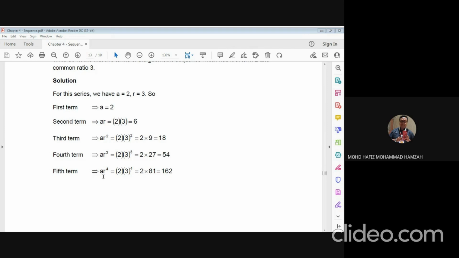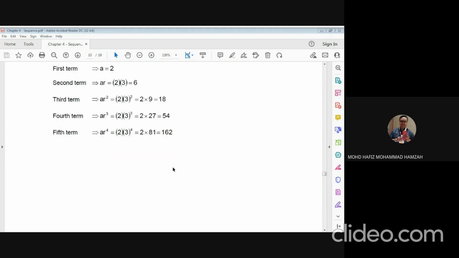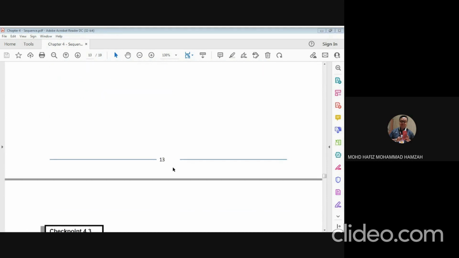And the fifth term AR to the power of 5 minus 1. So that's why it is written as AR to the power of 4. So 2 times 3 to the power of 4. So 3 to the power of 4 is 81, times 2 is 162. So that means if we write it in this form, the series will be 2, 6, 18, 54, 162. This is the example.